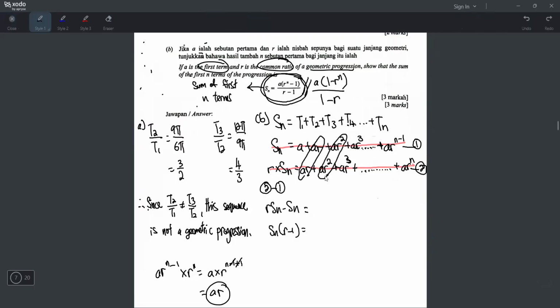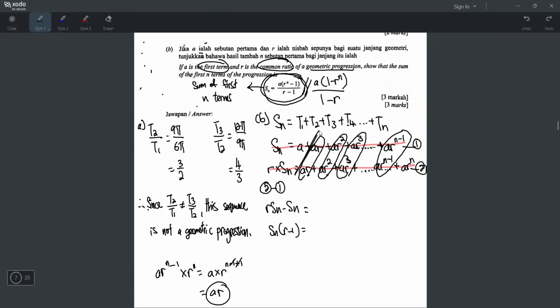This one also, they will cancel each other out. This one also, they will cancel each other out. And then this AR power n minus 1, it will cancel also, but it will cancel with the term before AR power n, because the term before AR power n will be AR power n minus 1. Because every time you move, it's like power plus 1, right? AR power 1, AR power 2, AR power 3, AR power 4, AR power 5. So if the last term is AR power n, then the term before should be the power n minus 1, right? That is why this term can definitely cancel, right?